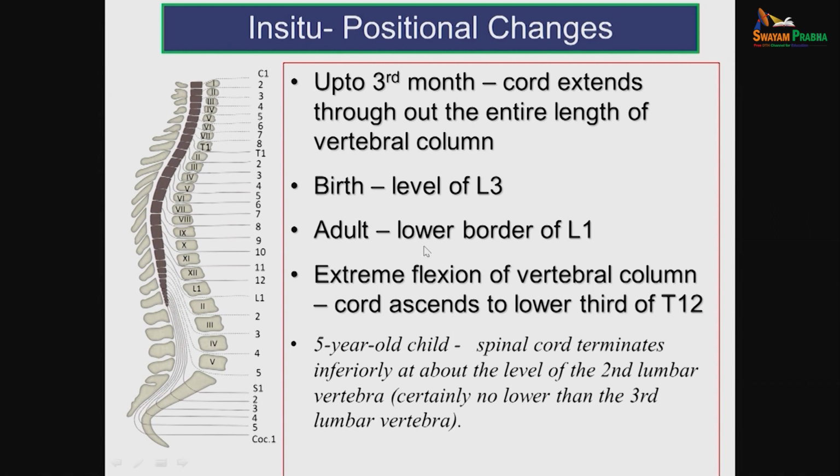In case of adults, the spinal cord ends at the level of the lower border of L1. If you extremely flex the vertebral column, the cord ascends to the lower third of the T12 vertebra. In a 5-year-old child, the spinal cord terminates at the level of the second lumbar vertebra. Certainly, it will extend no lower than the third lumbar vertebra.